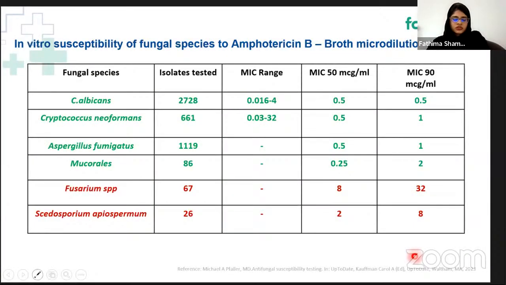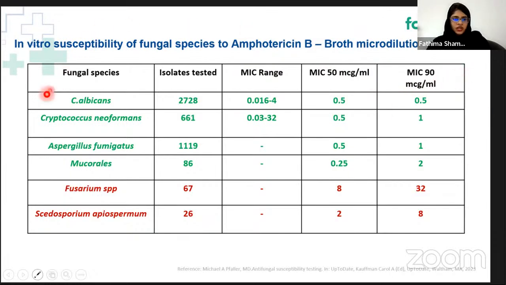Now, this is the in vitro susceptibility of fungal species to amphotericin B based on the broth microdilution method. In the first column, you have the fungal species. In the second column, the number of isolates tested. In the third column, the MIC range, that is the minimum inhibitory concentration. And in the fourth column, you have MIC50 and MIC90. MIC50 is the lowest concentration of antifungal agent known to inhibit 50% of the organisms or isolates, and MIC90, 90% of the isolates.